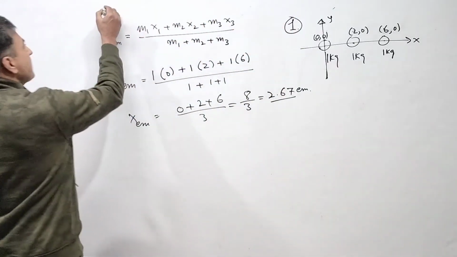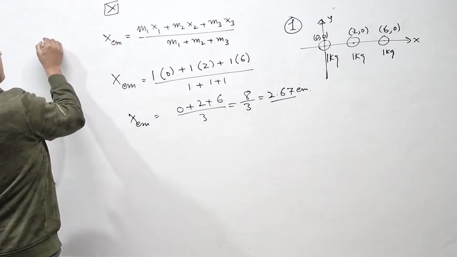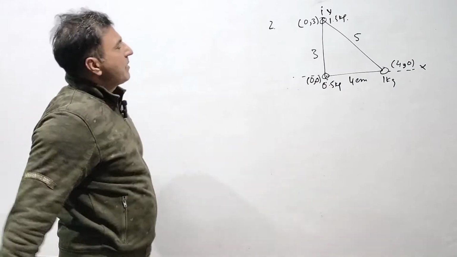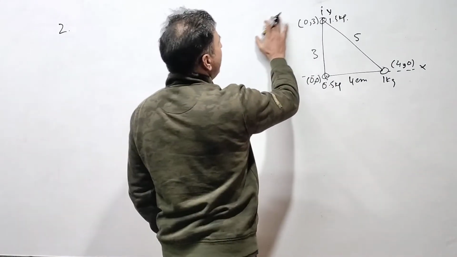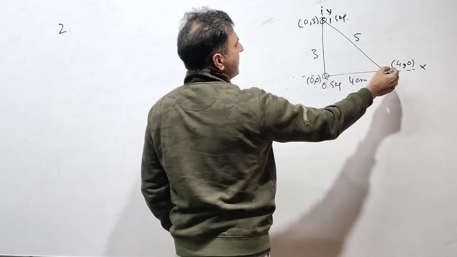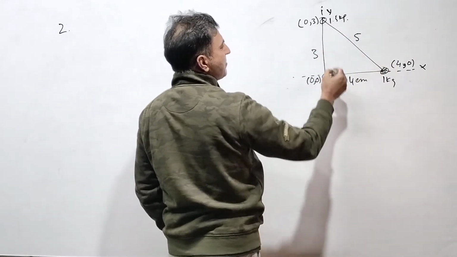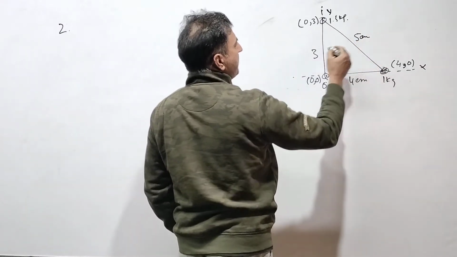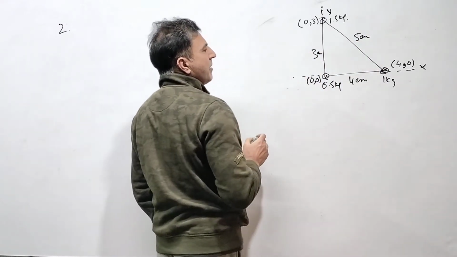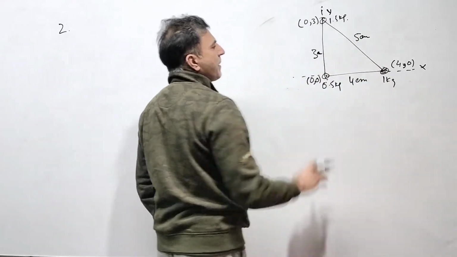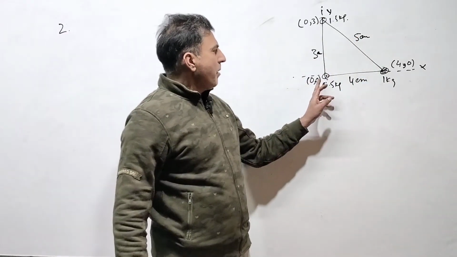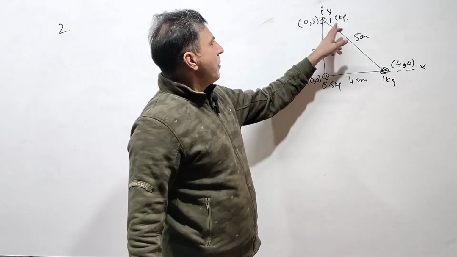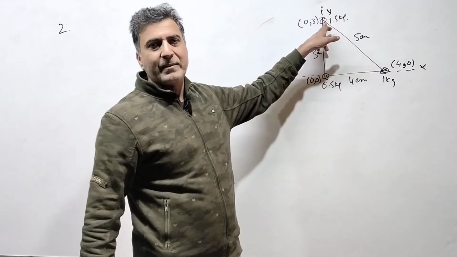Now let us go to problem number second. Our second problem is, there are three masses at the three corners of this right angle triangle, with sides 4 centimeters, 5 centimeters, 3 centimeters. Obviously 3 and 4 will make this 5. And the masses are 0.5 kg here, 1 kg here, and 1.5 kg here at this position.